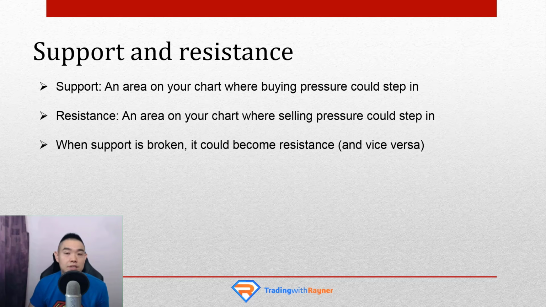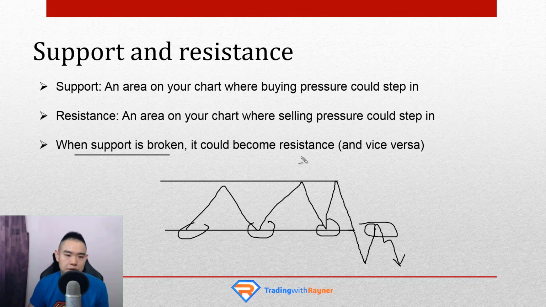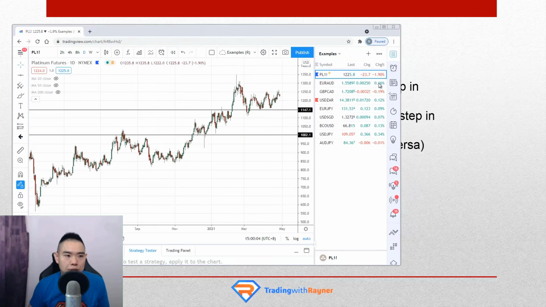Likewise, if support is broken, it could now become resistance. Let's say price is in a range, then it breaks down below support and comes back up. Now previous support could act as resistance, and you can anticipate that the price could reverse lower from here. So this is what we mean by when support is broken, it could become resistance and vice versa. Let's have a look at some charts so you know what I mean.